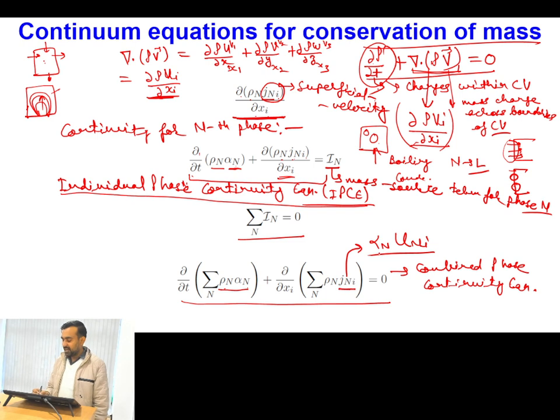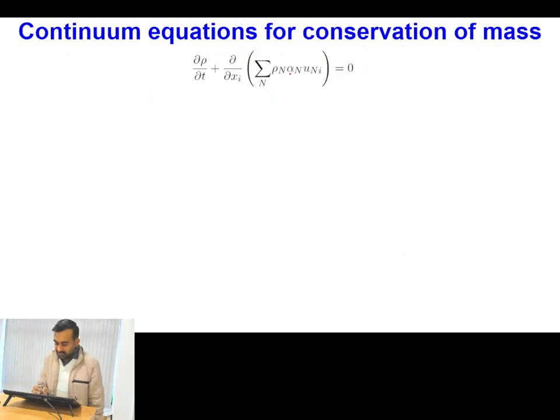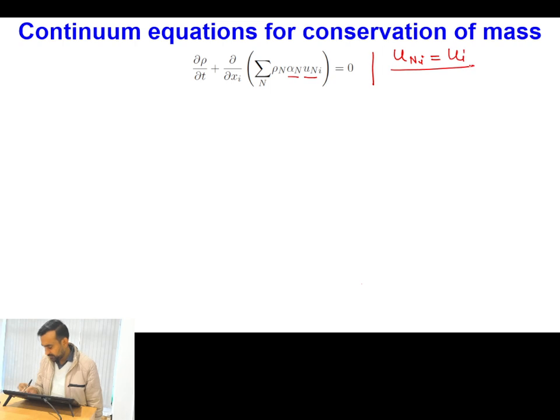One important point we have to understand is that in the combined phase continuity equation, in this second term, we know that j n i is equal to alpha n into u n i, so I have replaced it. Now let me make one assumption: u n i is equal to ui. What is the meaning of u n i? u n i is the velocity of the nth phase in the ith direction. I am writing this equal to ui.